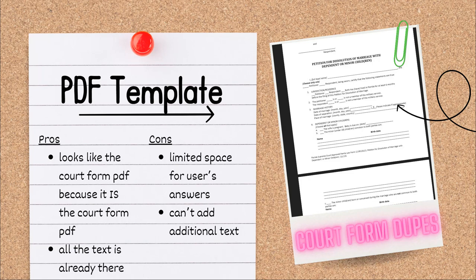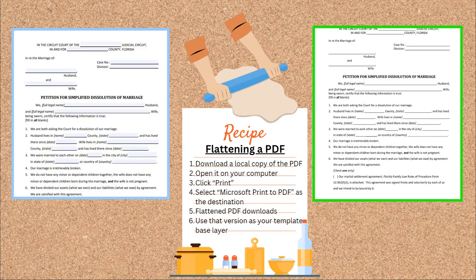A con with this is that you are limited to what text is already in that PDF and how much space is provided on those blank lines. One workaround if you need to give your user additional space for their answers is to allow A2J Author to add an addendum if needed. We'll talk more about how to do that in a few minutes. I find automating a PDF template much more straightforward than a text template, especially if you are a new author. So let's talk about how you actually automate a PDF template.